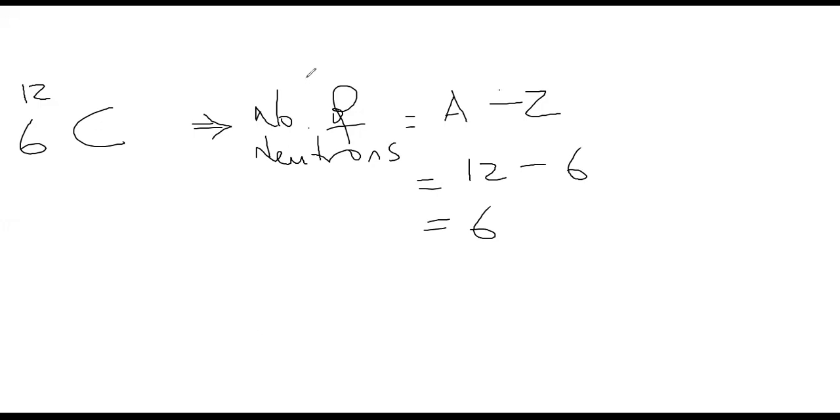Good. So far we know that for carbon, your protons is 6, your electrons is 6.